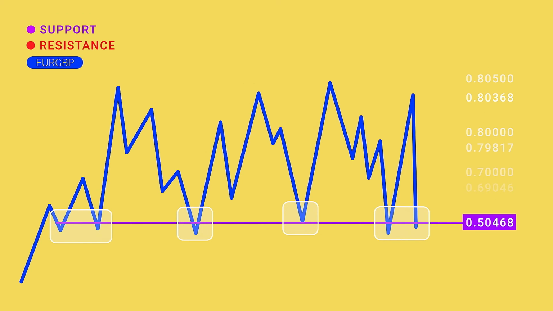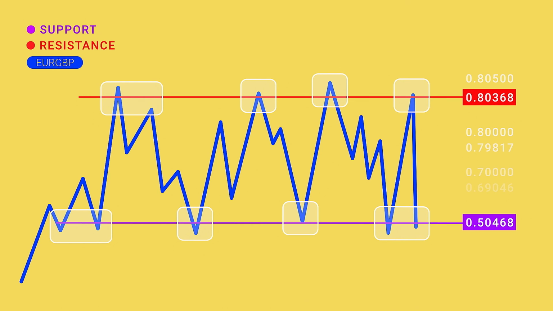For example, as you can see from the graph here, EUR/GBP tested the same level at around 0.8036 for at least 4 times. This actually makes the price level of 0.8036 a prominent one, and it is harder to break through.